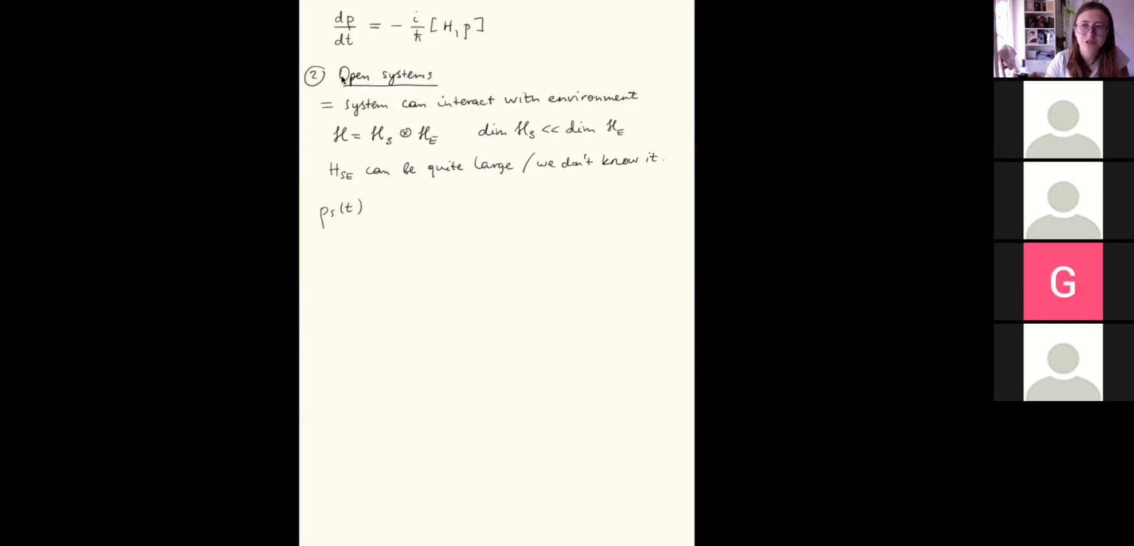Then we are interested in the evolution of the system S alone, and usually we just write this out as, okay, we evolve the joint system under the unitary U_SE.